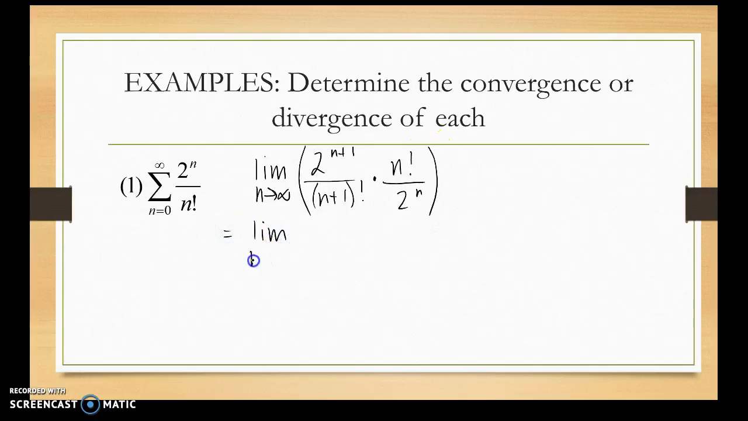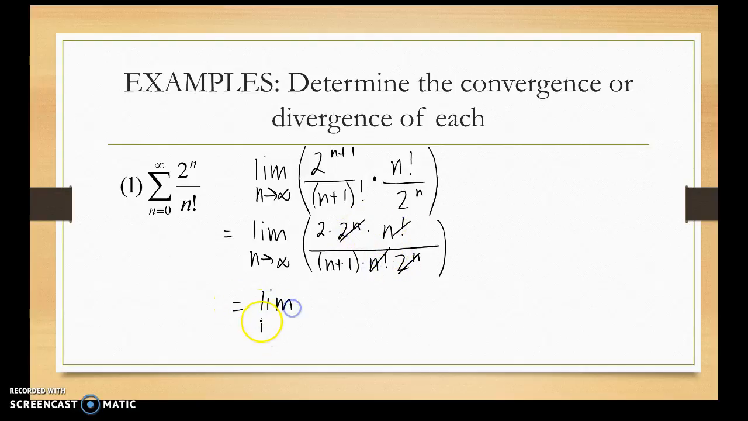Okay, let's do some reorganizing. 2 to the n plus 1 would be equivalent to 2 times 2 to the n. N factorial, we're not going to cancel at all. N plus 1 factorial can simplify to n plus 1 times n factorial, and then our 2 to the n stays put. Now that we've done this, all sorts of terms start to cancel. So this becomes the limit as n approaches infinity of 2 divided by n plus 1. That limit is 0. That limit is less than 1. Therefore, we say this series converges absolutely.